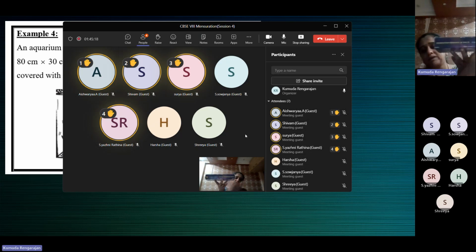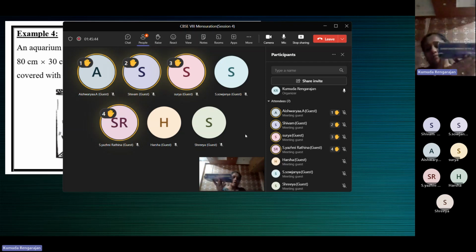The front face will be length into height. The front and the back face will be length into height. The left and the right faces, see here, this face, breadth. This is the breadth. And this is the height. So breadth into height is the area of the side faces.